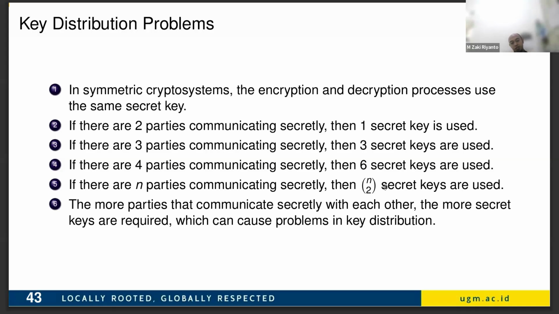So if there are n parties communicating together secretly, then there are the combination of n and two secret keys that are used. It is a problem because if there are many parties communicating together, the keys that they use are very big.